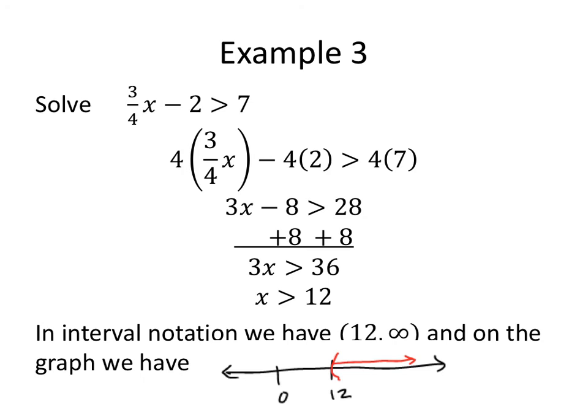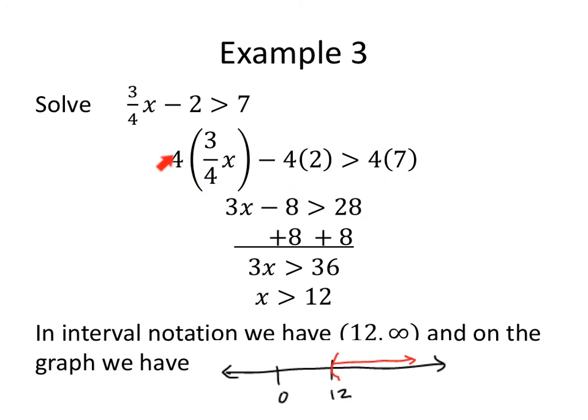3/4 x minus 2 is greater than 7. It doesn't matter if everything is a fraction or only one term has a fraction. I'm still going to multiply by the common denominator in order to simplify. But I don't just multiply the term that has the fraction. If I choose to multiply 3/4 x times something, I must also multiply the 2 and the 7. I have to multiply every single thing in the entire inequality. So 4 times 3/4 x minus 4 times 2 is greater than 4 times 7.